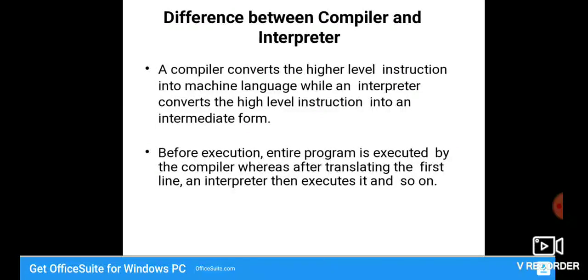Also, there are more differences. A compiler converts the higher level instruction into machine language, while an interpreter converts the higher level instruction into an intermediate form. So there is a minor difference between machine language and intermediate form. Later on, as we proceed with the compiler course, we'll understand the difference between machine language and intermediate form. And one more difference: before execution, the entire program is executed by the compiler, as we have been saying since the beginning, whereas after translating the first line, an interpreter then executes it and so on. So it does it line by line.